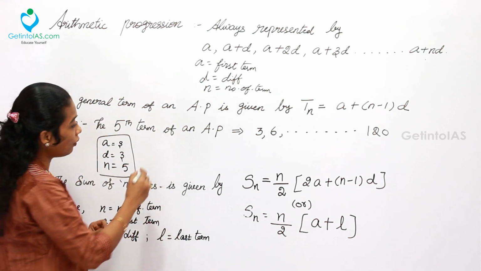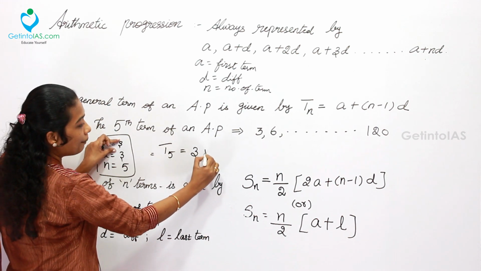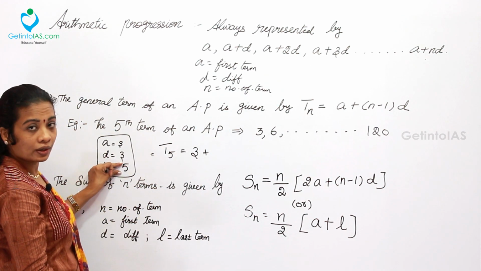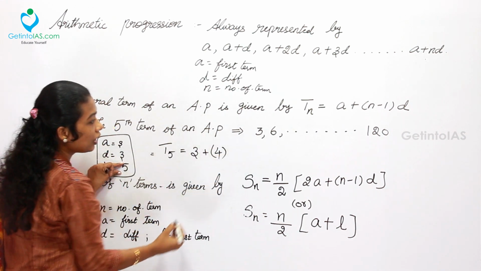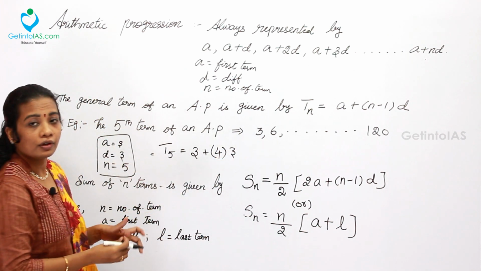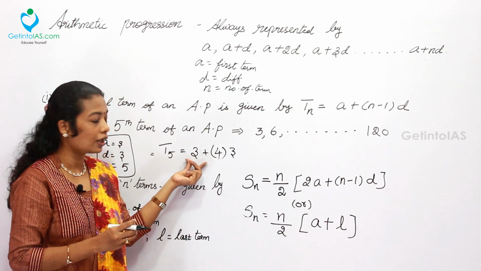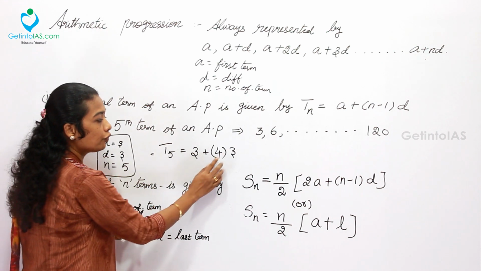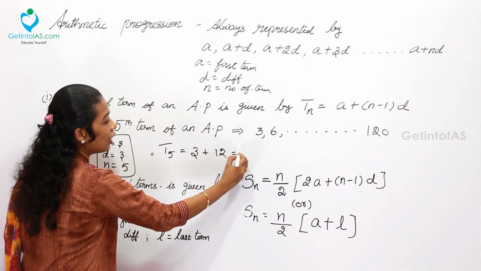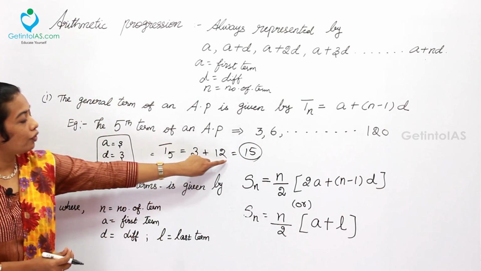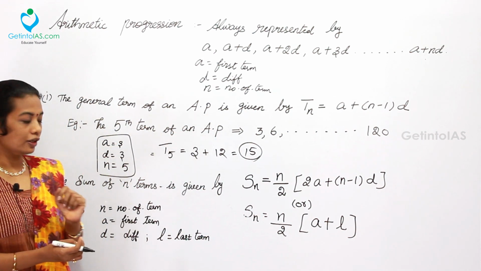The next one is we want to find Tn. Tn means T5, which is equal to A, 3, plus what is N minus 1? N minus 1 is 5 minus 1, which is going to be 4. 4 into what? The difference. The difference is 3. Whenever you come across these kinds of sums, first you do the multiplication, then we can do the addition. So, what is the result? 4 into 3 is going to be 12. After that, you can add up 3 plus 12 which is 15. So, the answer for this question, what is the fifth term of this AP, is simply 15.